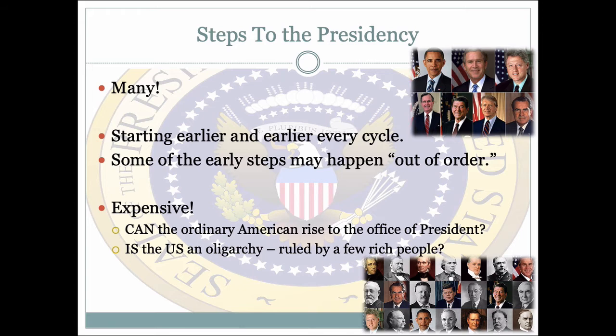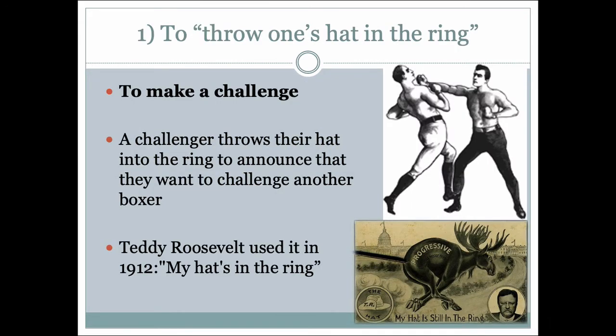Because if you look at the presidents of the modern era, many of them, if not most of them, have been independently wealthy before they even ran for president. These are not small town hardware store owners who say, I want to run for president and then actually win. The people who have won in the modern era have been independently wealthy before they even started. So the question is, can everyone rise to this office, or are we seeing perhaps an oligarchy, rule by a few rich people?